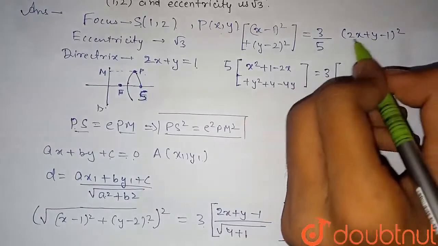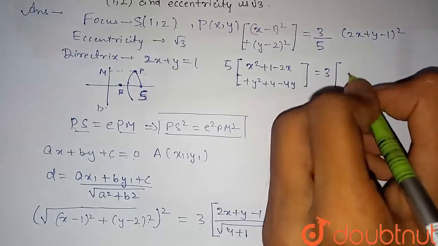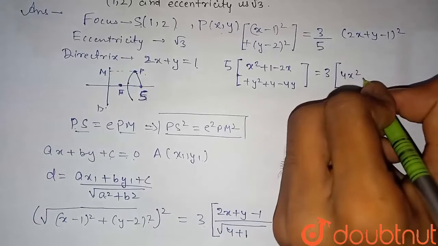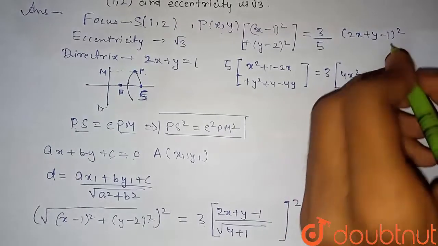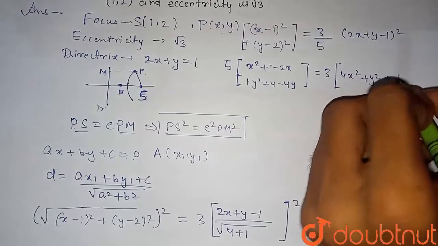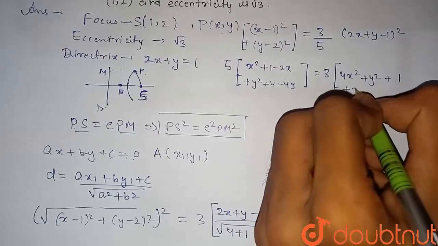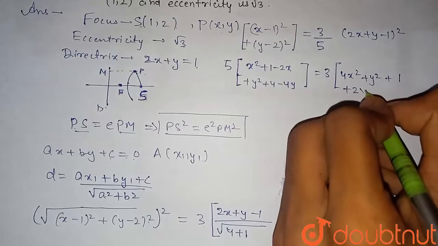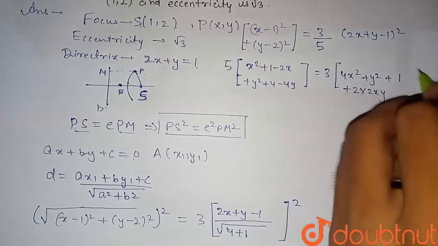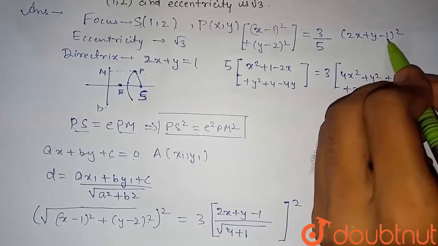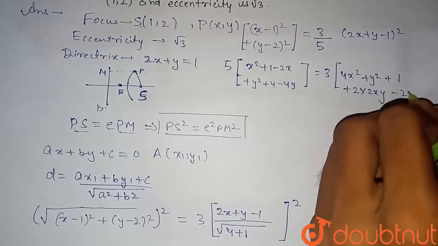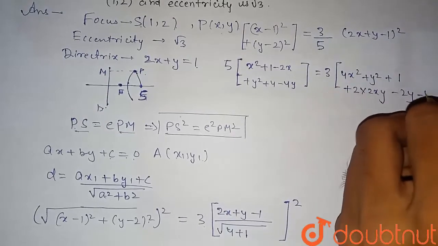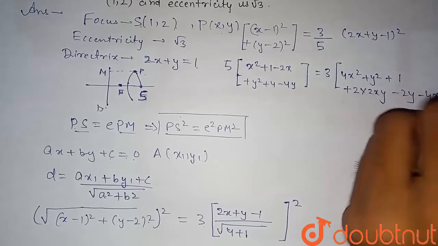So if we open this square, we get (2x) whole square, that will be 4x square, plus y square, and minus 1 square, so that will be 1, and here will be plus 2 into 2x into y, so 4xy, and here this y into minus 1 into 2, so that will be minus 2y, and this 2x into minus 1 into 2, so that will be minus 4x. So basically this is the value.